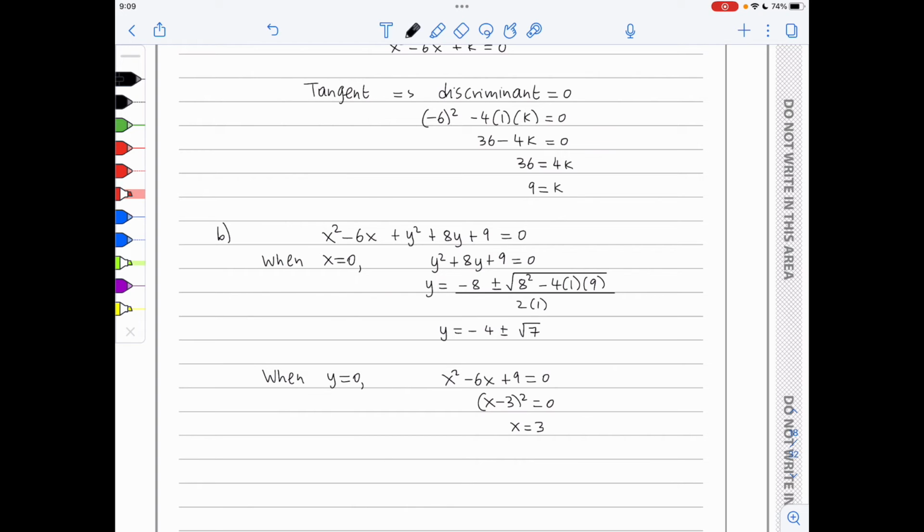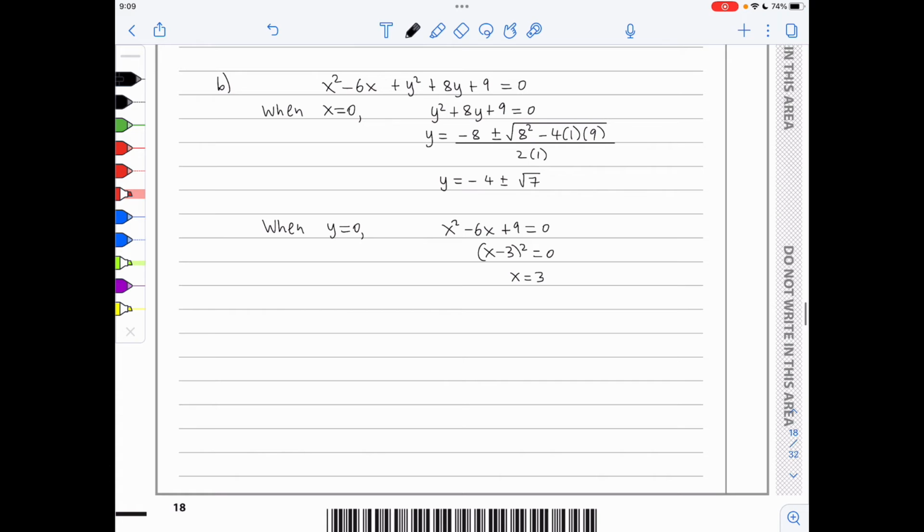And I can quickly sketch this to see what's going on. So we've got the y-axis, we've got the x-axis, we've got cuts at 3, at negative 4 plus root 7, and at negative 4 minus root 7. And we're trying to find the area of this triangle here. It's obviously going to be the base times the height over 2. The base is this one here, and the height is the 3.